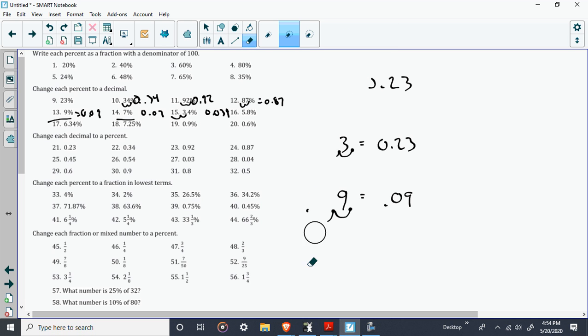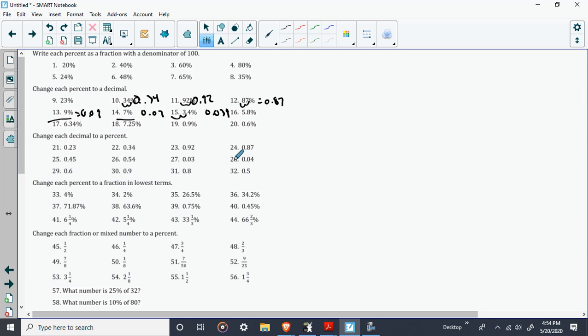Changing decimals to a percent is the exact opposite. Multiplying by 100 means you're going to move it 2 decimal spots in the other way. Okay, so what is this? 1, 2 spots, 23%. 1, 2 spots, 34%. Right? 1, 2 spots, 92%. And again, where does the problem come?